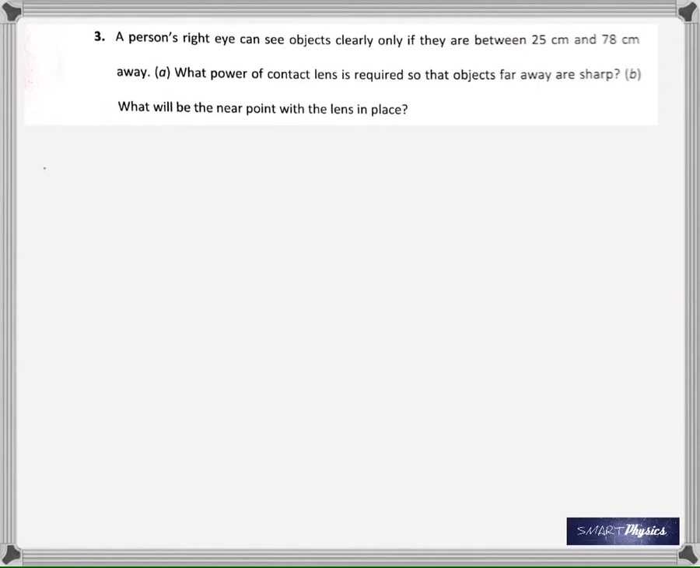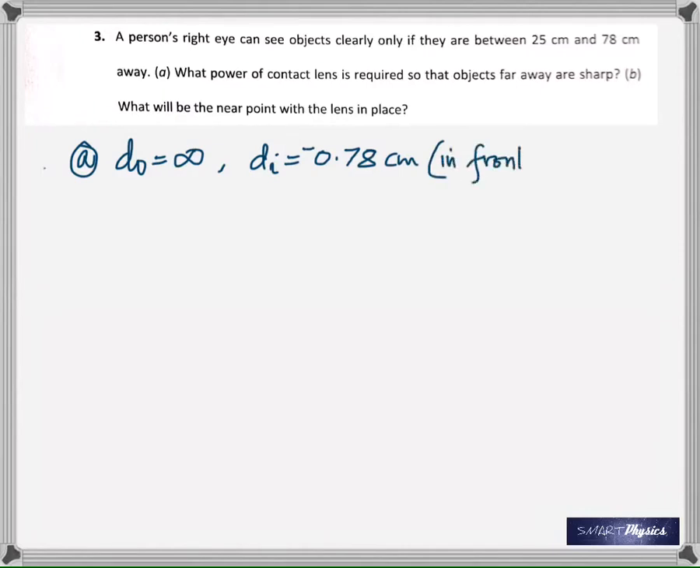So two parts here. The objects far away must be clear. That means when the object is at infinity, the contact lens should produce its image at 78 centimeters. So when DO is infinity, DI must be 0.78 meters. And that should be in front of the eye.